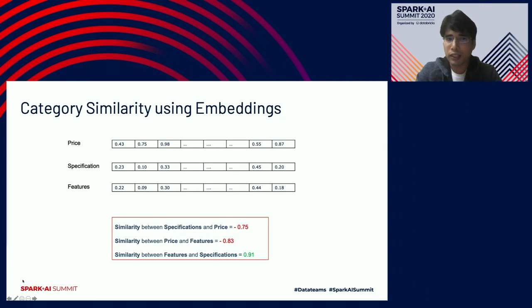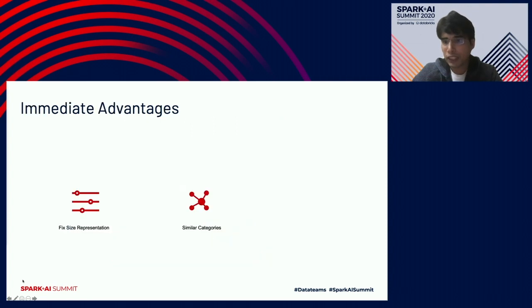In this case, let's say we want to represent the price category with a fixed length vector of size 100, and similarly we have specification and features. The distinction is very clear. In this case, we are able to calculate how similar or dissimilar these particular categories are from each other, right? Specification and price are not very close to each other. Price and features are again not very close to each other. In fact, features and specifications are very close to each other in terms of where they lie in the overall vector space.